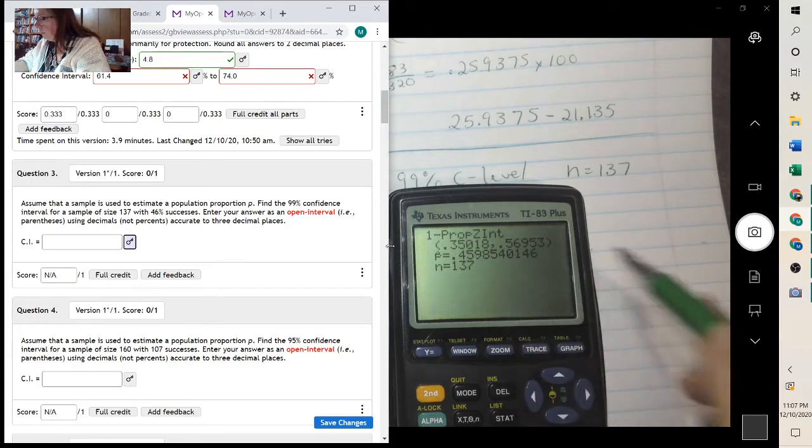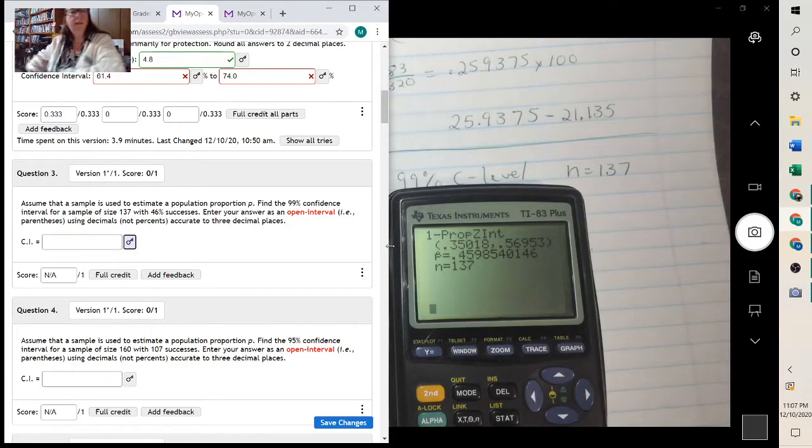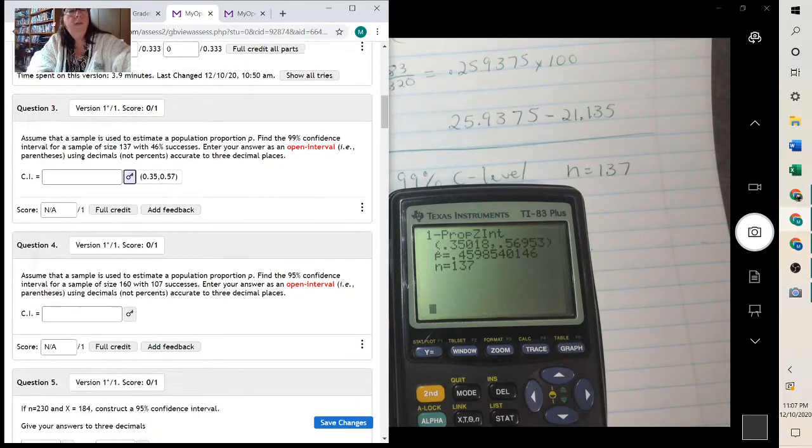0.35018, 0.56953. Okay, and they wanted it written 0.35, comma 0.57. The way you know that, it says right here, using decimals, not percents. Okay, let's try one more.